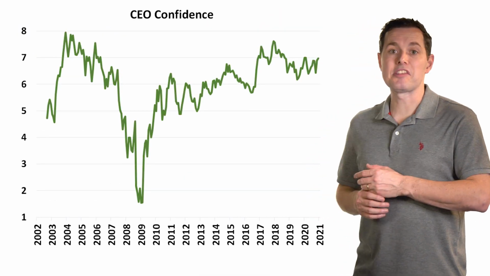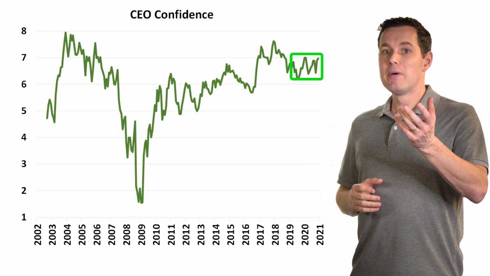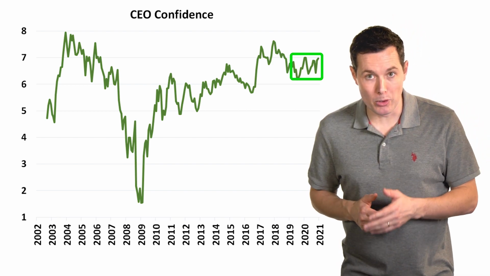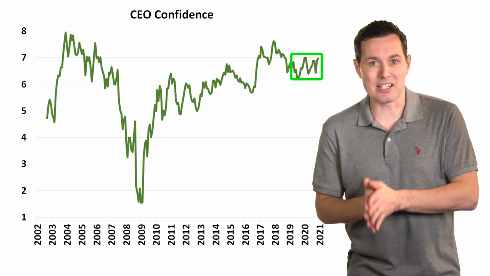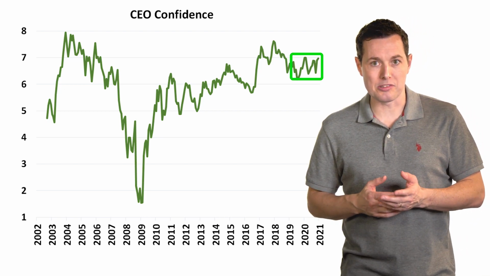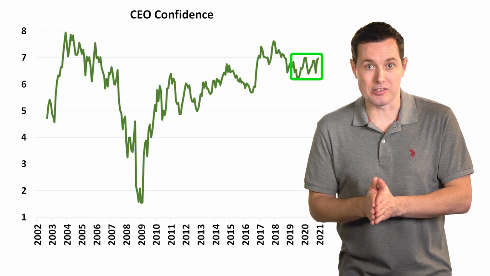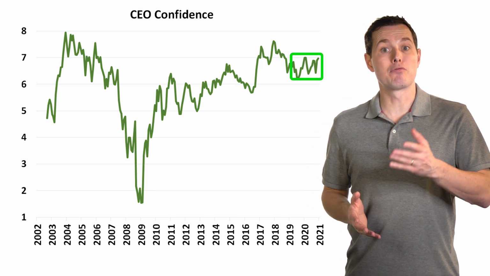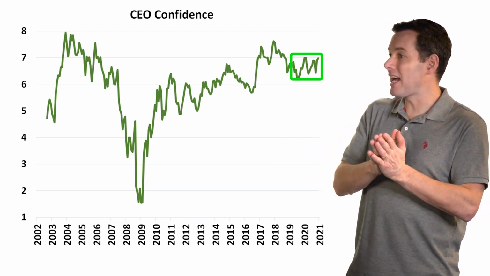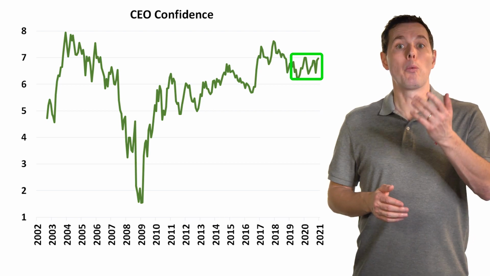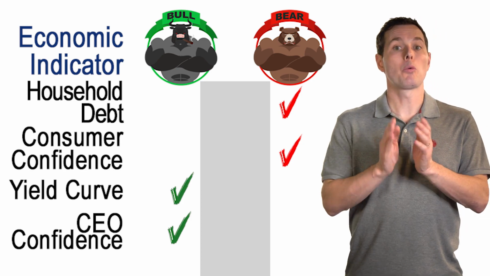So CEO confidence has remained fairly high and is likely a positive sign for the broader economy. Now, this one's a fairly easy one. We're going to give this one a point to the bulls, but basically the way this works is the Chief Executive Magazine does a survey of a whole bunch of CEOs to get their opinion on, or their confidence on, business conditions going out in the near future. They rate it on a scale of 1 to 10. CEO Magazine then takes that, averages them out, and that's what we end up with. Right now, we're at about a 7 out of 10, which is fairly positive. So back on our scorecard, we're at 2 to 2 right now.